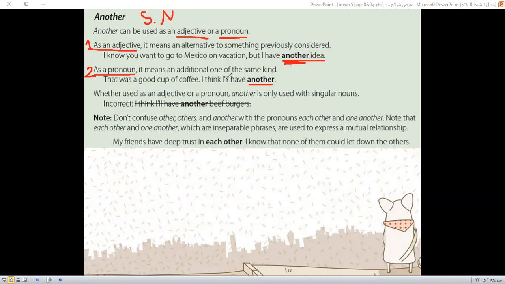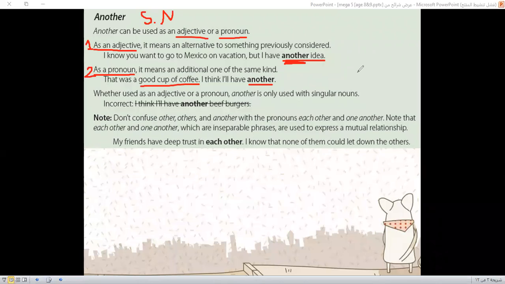Another here refers to what? I'm talking about another what? Cup of coffee. Yes, thank you, Manar. I'm talking about a good cup of coffee. That's why. And a good cup of coffee is singular also. So that's why, teacher, I'm using another. Yes, Yaqib. Why don't I use other? Why can I not use other?